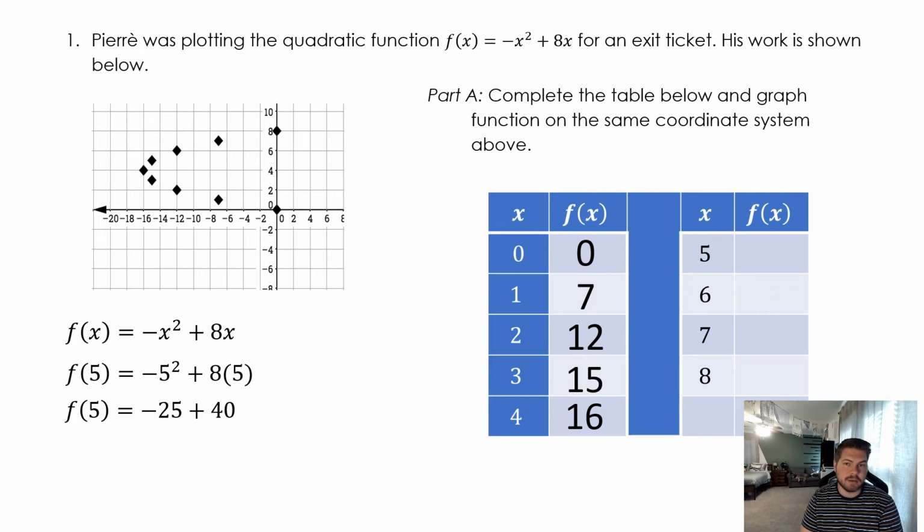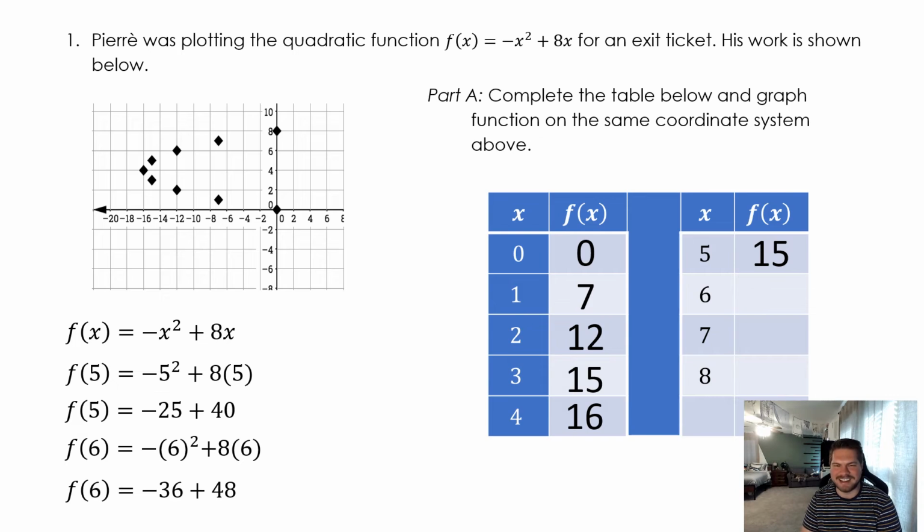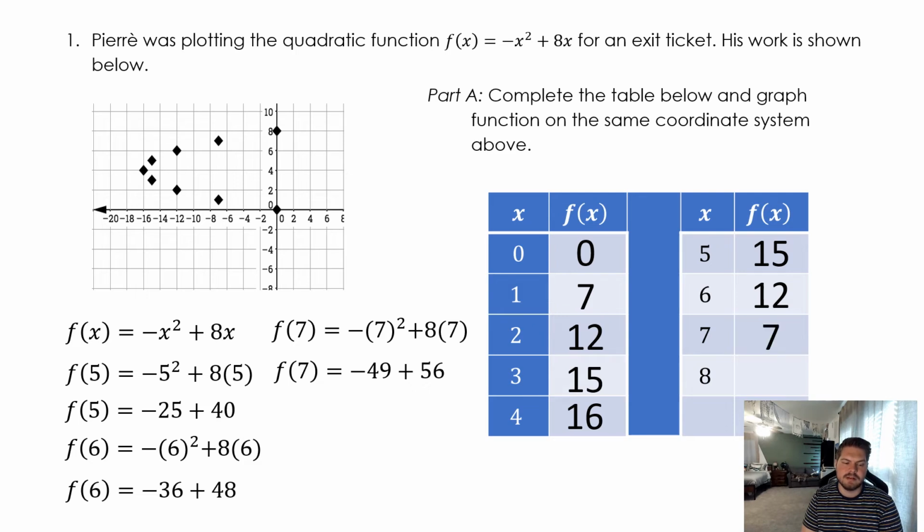And then again, you're going to go 8 more on the next one, but we're going to do 6 squared. 6 squared is 36, I'm so sorry. And then plus 48. And then of course you're going to do 48 minus 36 or -36 plus 48. Either way, you're going to get 12. And then we're going to do the same thing for 7. And then we're going to do the same thing with 8.